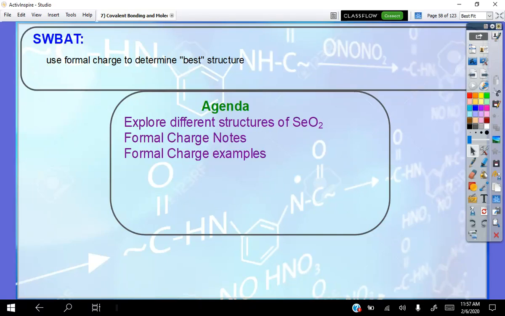Hello, class. Today we are going to follow up with drawing our Lewis structures by using a technique called determining the formal charge. When I last saw you, we looked at CO2 as an example, and there were actually two correct ways to write the Lewis structure for CO2 based off of our rules that we put in place. What we're going to do is end up using formal charge to figure out which of those structures is actually the best one.